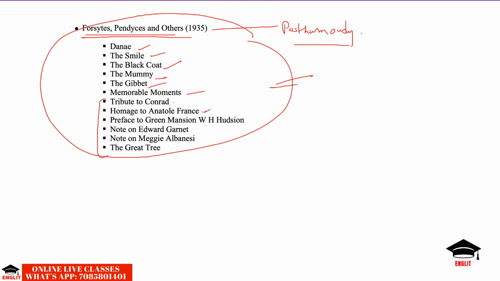Homage to Anatole France, Preface to Green Mansions, W. H. Hudson. Ignore this. Note on Edward Garnett. Edward Garnett was a critic who was introduced to him by Joseph Conrad. Edward Garnett also helped in shaping his initial novels, and Galsworthy also helped Edward Garnett a lot financially, and he also dedicated some novels to Edward Garnett.